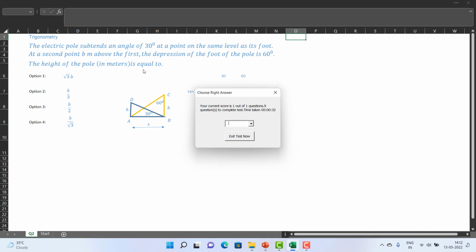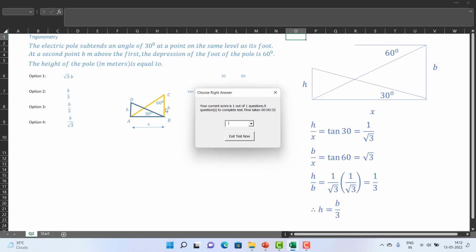The height of the pole in meters is equal to, so we can use tan 30 is h by x and tan 60 is x by b. Therefore, h by x into x by b is 1 by √3 into 1 by √3, that is 1 by 3. Therefore, h is equal to b by 3. So, option 2 is the correct answer.